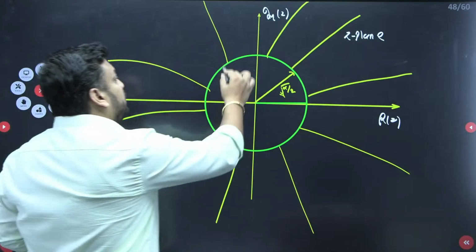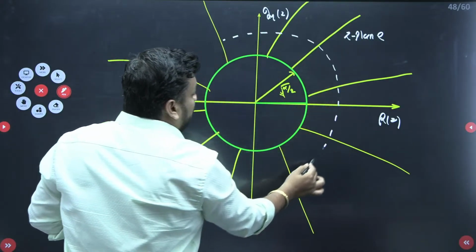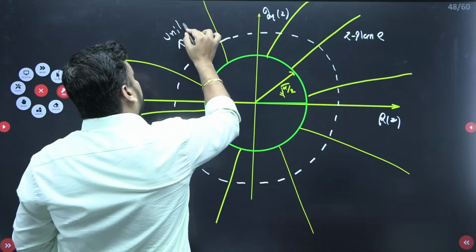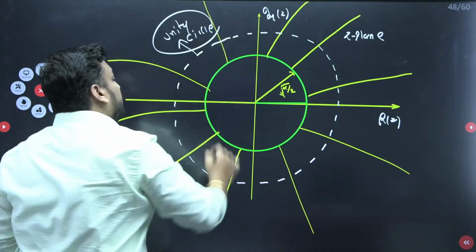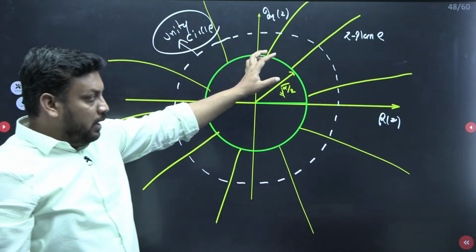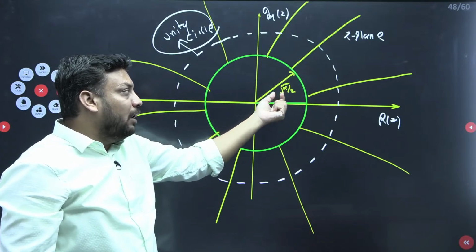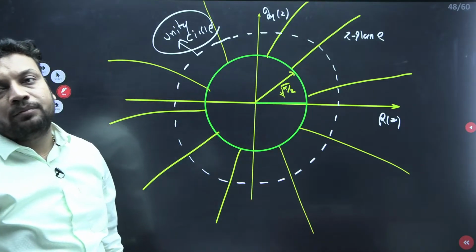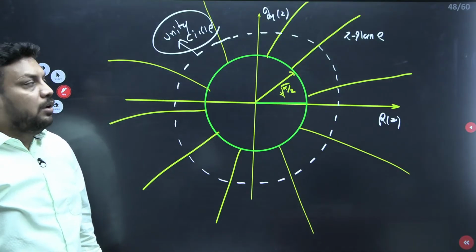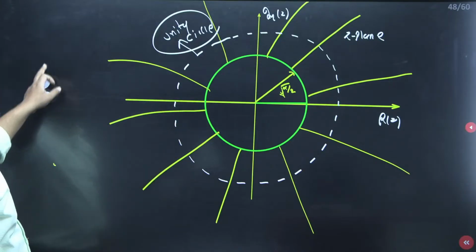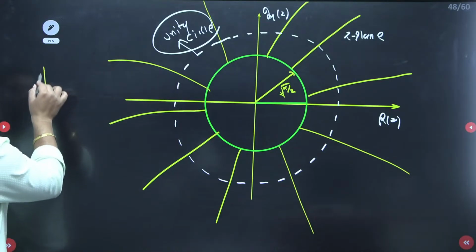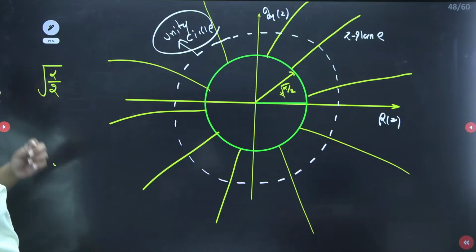It means, guys, here we should have the unity circle. If the ROC includes the unity circle, then should the root alpha by 2 value be less than 1 or greater than 1? Tell me, root alpha by 2 value should be greater than 1 or less than 1? It should be less than 1.